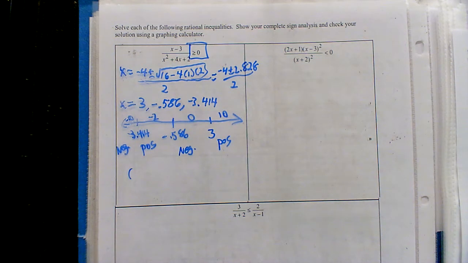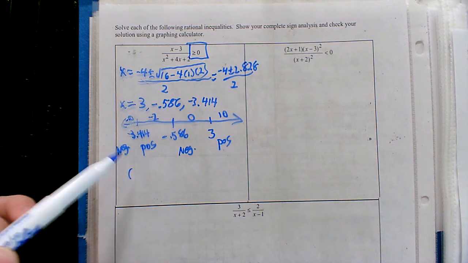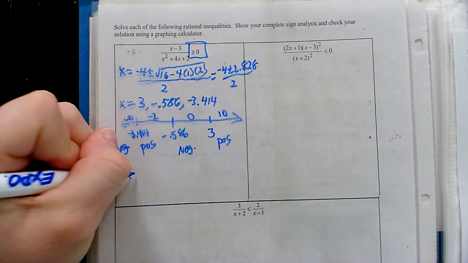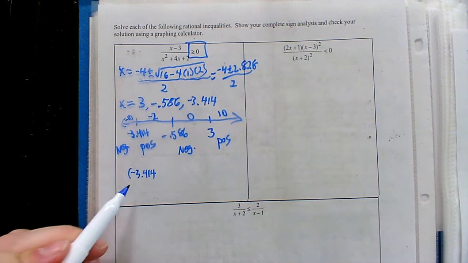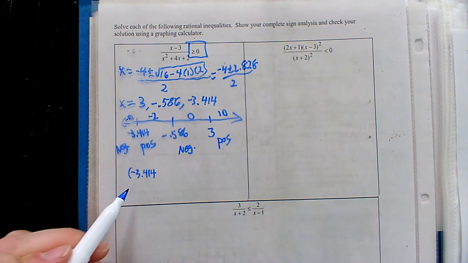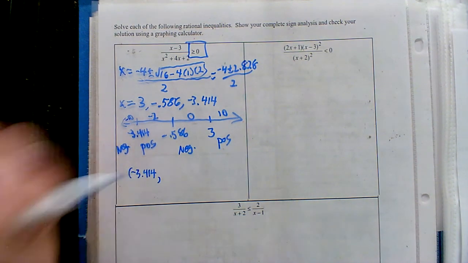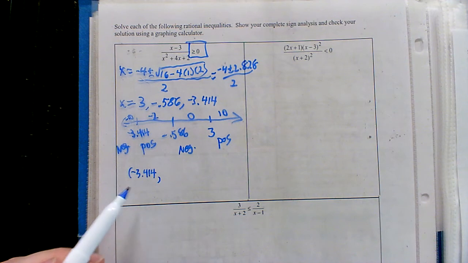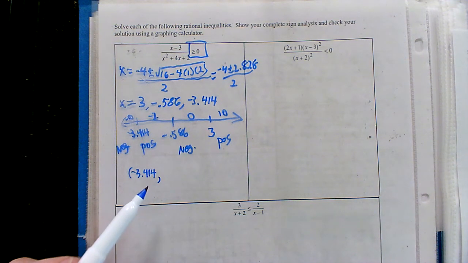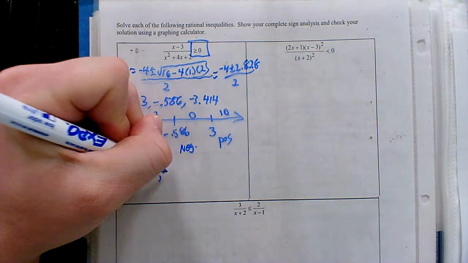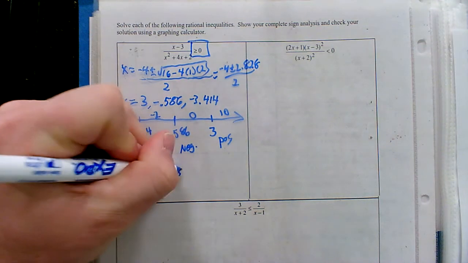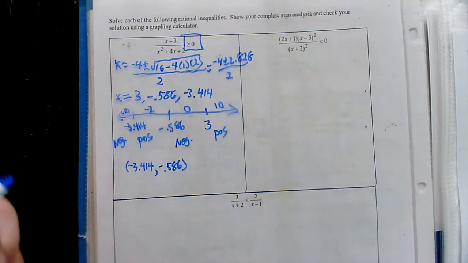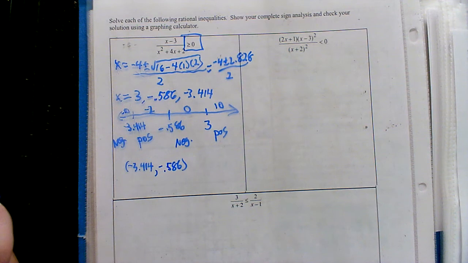So if a denominator is 0, what's happening? Your function is undefined. So if it's undefined, it can't be equal to 0. So at that particular point, negative 3.414, it still has to be a parenthesis because at that point it's undefined. It's not 0 at that point. Okay, so you're going from the negative 3.414 to where, Marie? Negative 0.586. Parenthesis, okay. Do we have any other intervals where it's greater than or equal to 0?